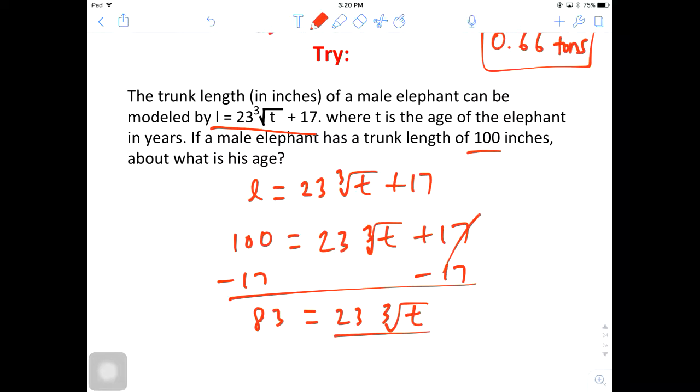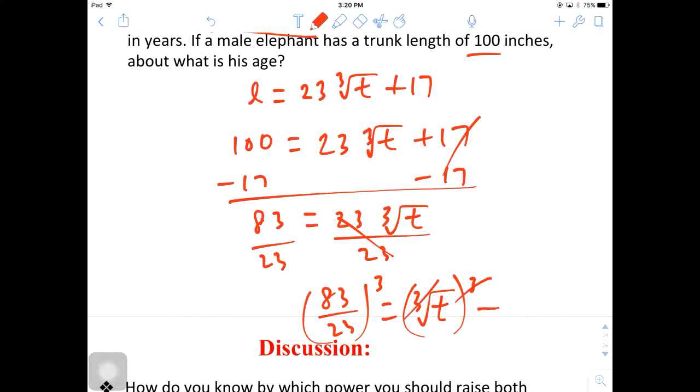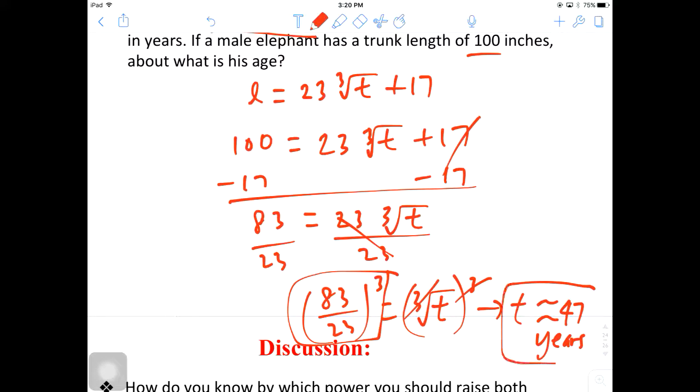Next, I need to isolate the variable by dividing by 23 on both sides. And so I've got 83 over 23 equals cube root of t. The last thing I'm going to do is cube both sides, and that will get rid of the cube root. So I've got t is equal to this number right here, and if you do the math, it should give you approximately 47 years of age. So this elephant should be about 47 years old with the length of his trunk being 100 inches.